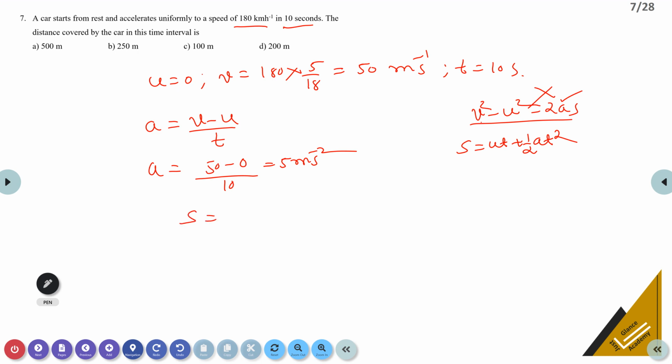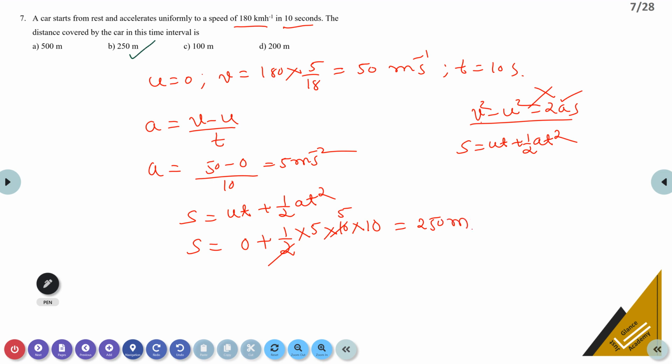Okay, now I'll use this one. s equal to ut plus half at square, equal to 0 plus 1 by 2 into 5, the acceleration, into 10 into 10, the time given. Substitute: 5 5 are 25, and 25 into 10 is 250 meter. So which is the right choice? B is the right choice, 250 meter.